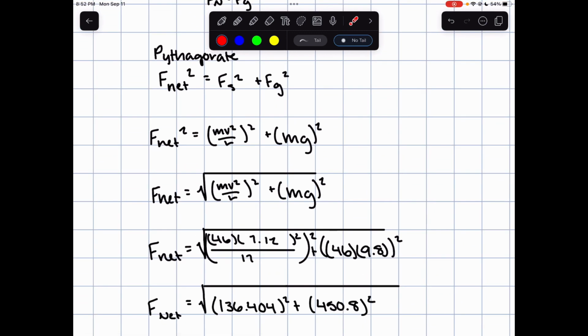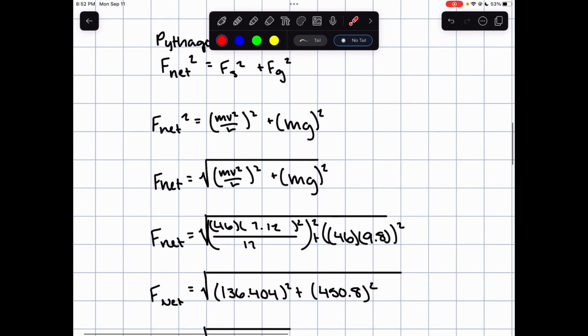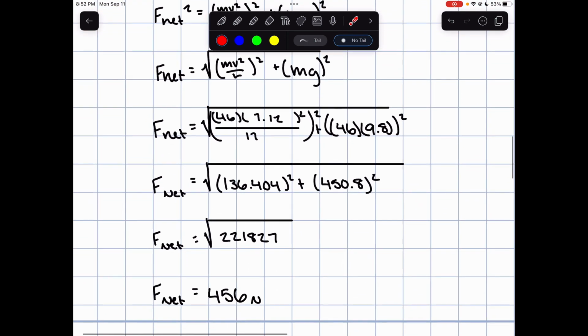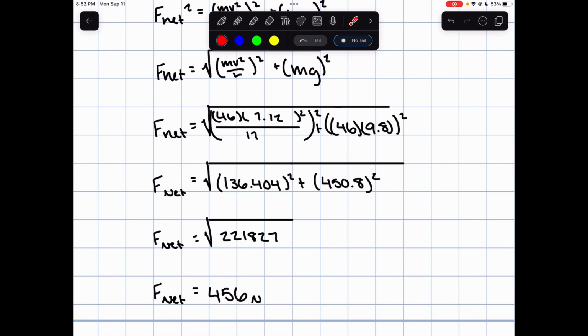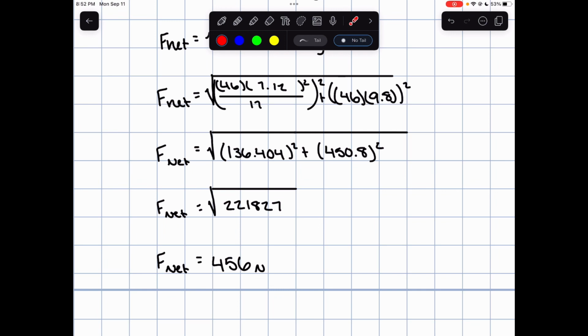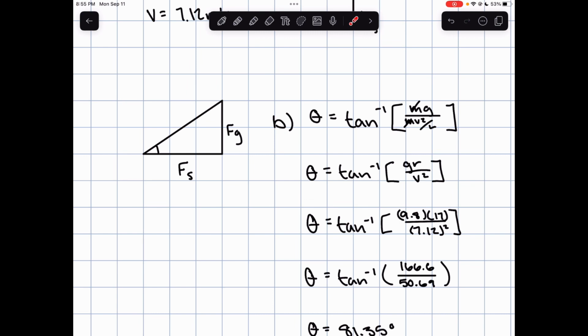From there, all that's left is to plug in the given numbers. We plug in the weight, our found velocity, our radius, and then we're going to plug in our weight again and the quantity g. Then from there you do the algebra of multiplication, division, and squaring until you get here, and then you square both those quantities and add them together. Finally, you take the square root of that quantity and you get your F net. In this case, the F net is equal to 456 newtons.